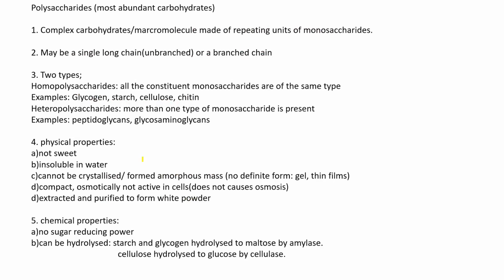Polysaccharides are the most abundant carbohydrates. They are complex carbohydrates or macromolecules, meaning the polysaccharide molecule is huge. Macro is the opposite of micro. They are made of repeating units of monosaccharides, and may be a single long chain or a branched chain.